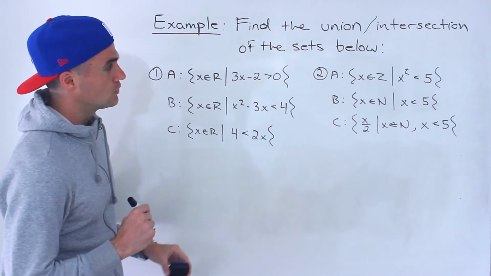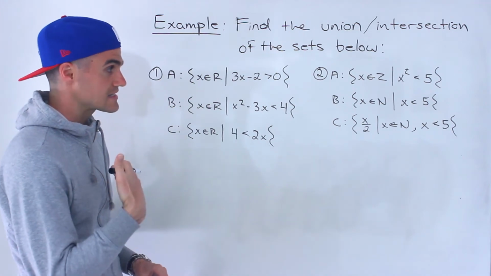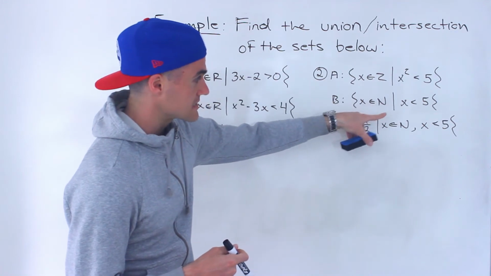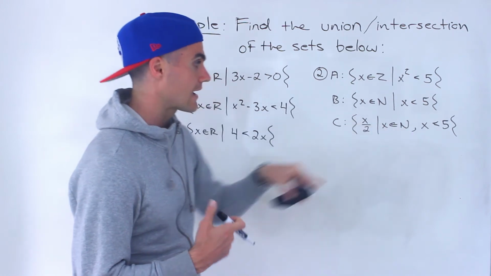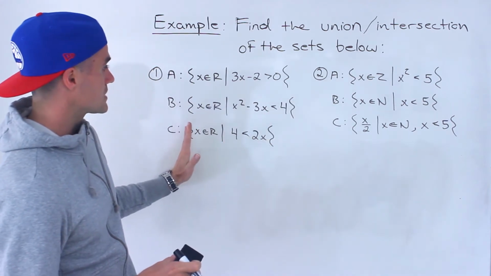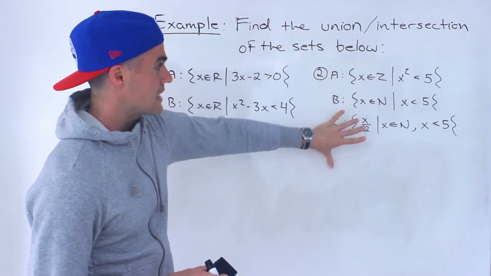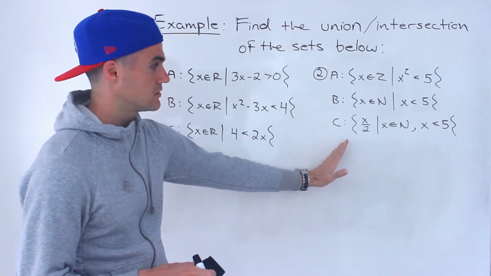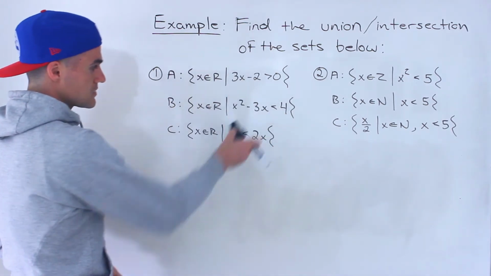And then finally, number 2, we got set A, x is an element of integers such that x squared is less than 5. Then we got x is an element of natural numbers for set B such that x is less than 5. And then for set C, we got x over 2 such that x is an element of natural numbers and x is less than 5. So these sets are actually really different than these because these here are finite sets, so we can list out all of the numbers in roster notation, versus these ones, they were infinite sets.